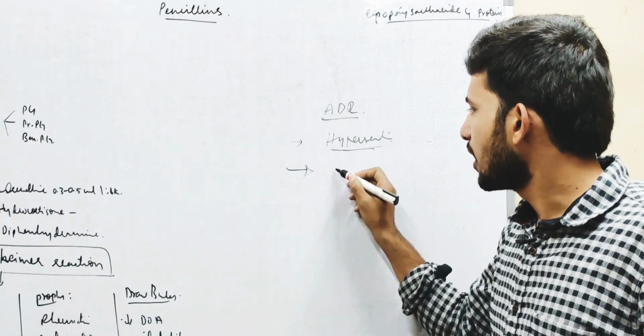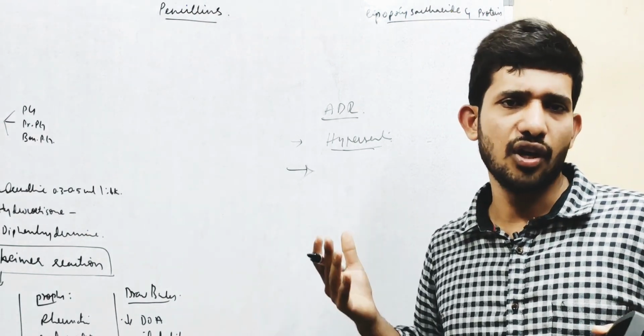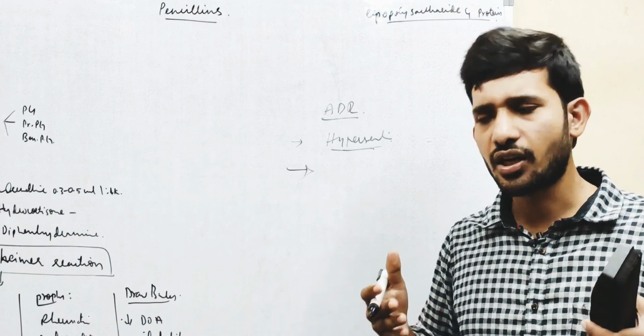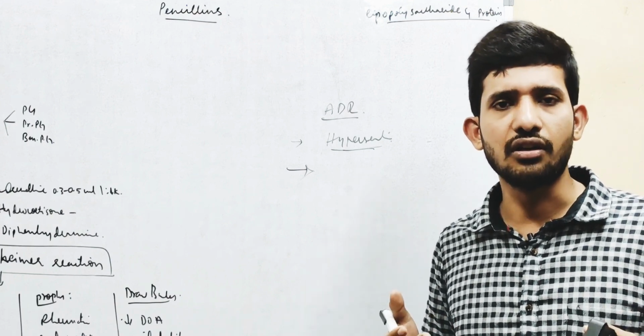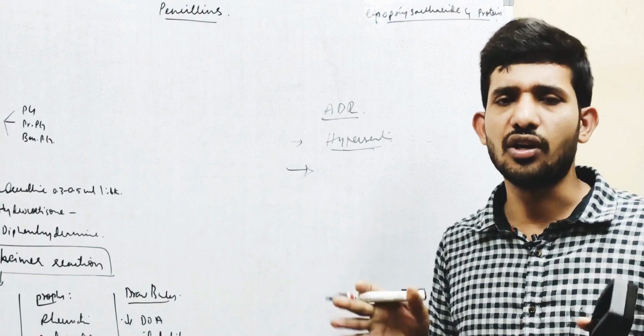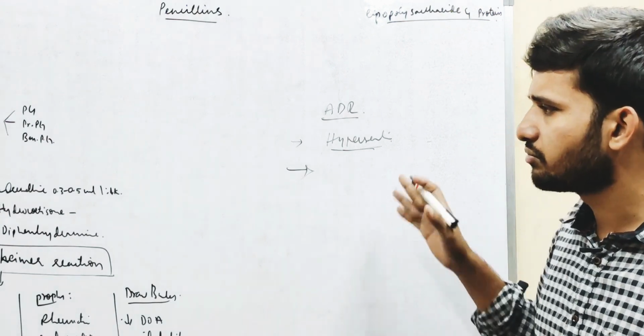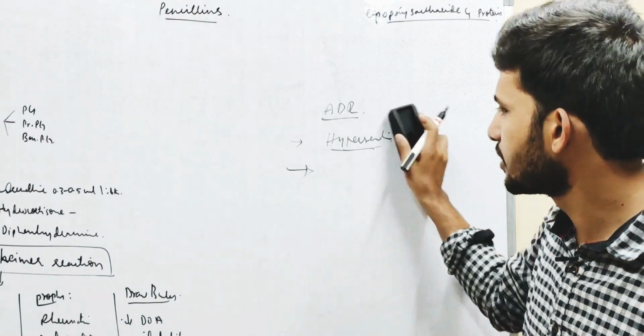Other ADRs of penicillins: however, they are chemicals and they cause fever most of the time. Nausea and vomiting are very common. So these are some adverse drug reactions of penicillins.